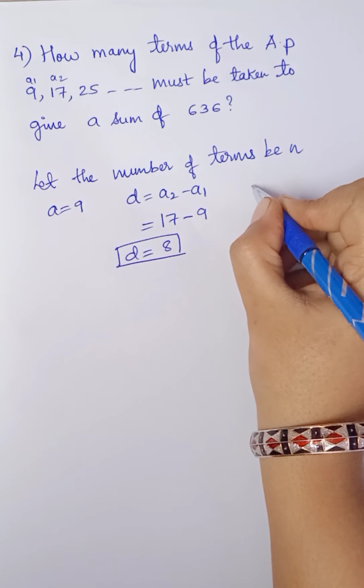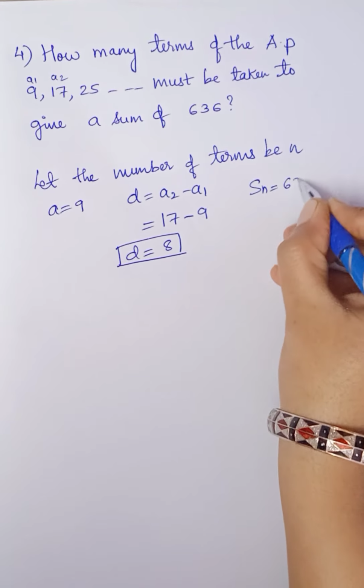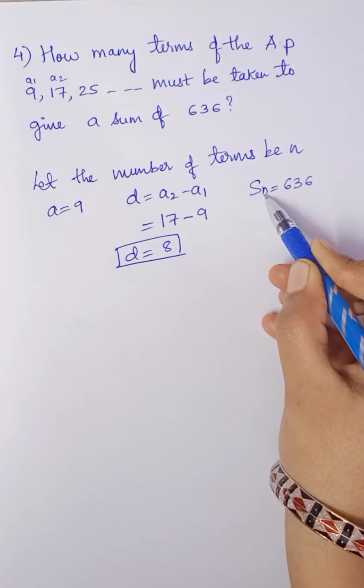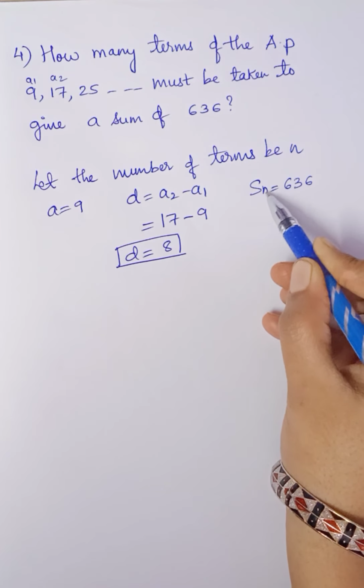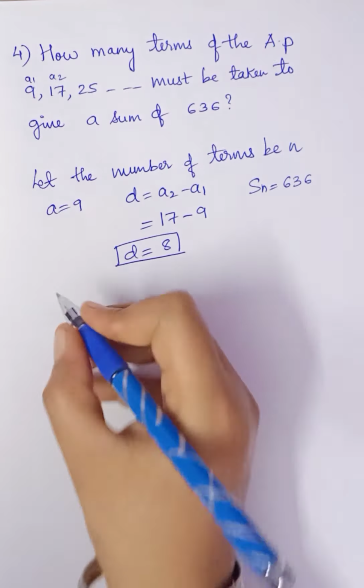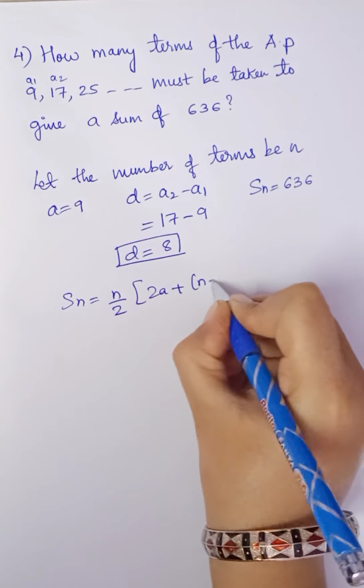Now, the sum Sn is given as 636. Why am I going to write it as Sn? Because the number of terms is not given. If n is given, then we can write any number in place of n, but here n is not given, so we are going to keep it as it is. Now I am going to write the formula: Sn is equal to n by 2 into (2a plus (n minus 1) into d).